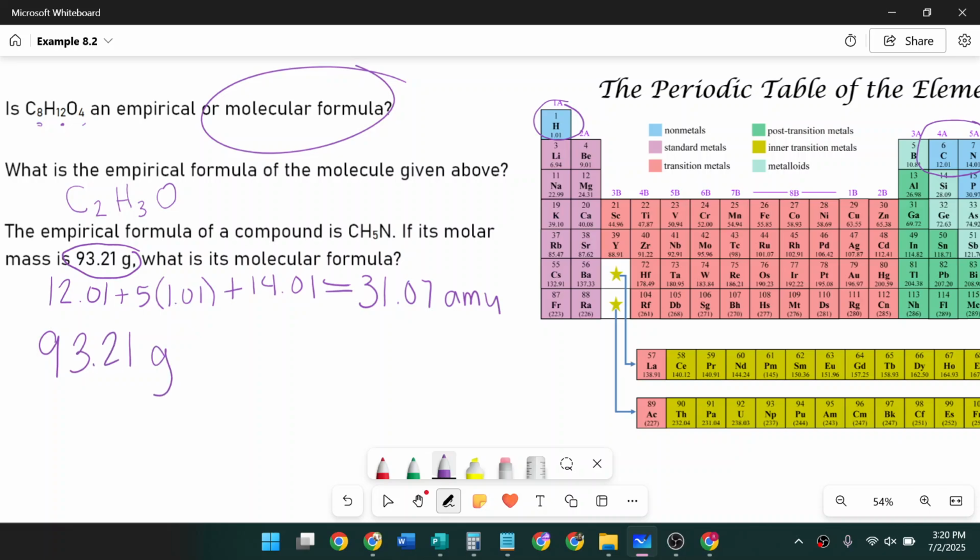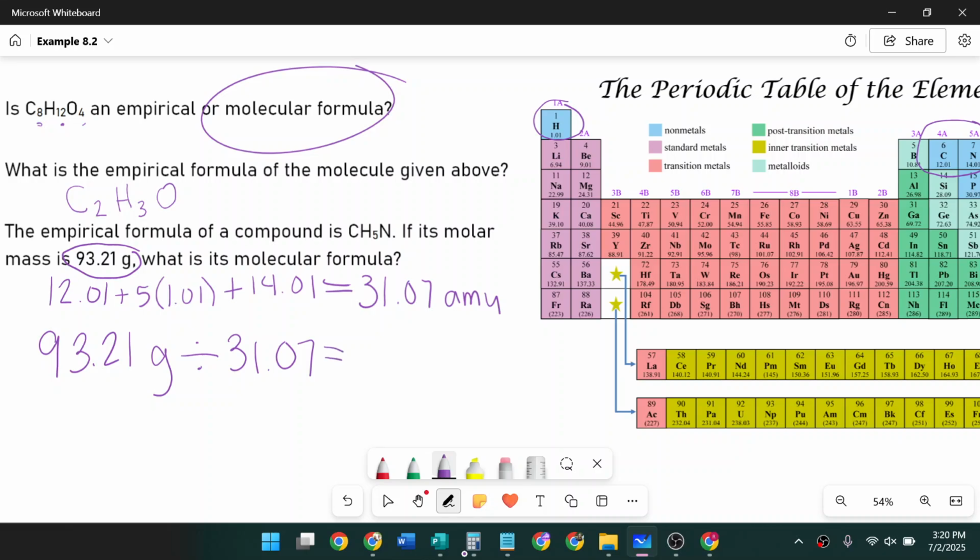If we had had the right number here and here and here, and we multiplied each of those numbers in front of these, and then added them up, we would have gotten 93.21. But because we got 31.07, we know that we got some simplified version. So we're going to divide by this and figure out what the ratio is. In fact, I might set it up a different way in a second just to show you.